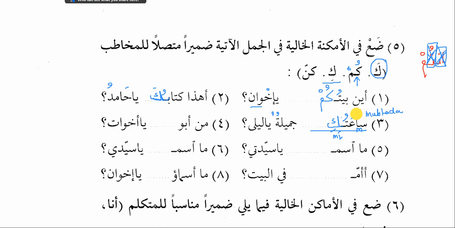So this is our mubtada. What is our next? Just after mubtada is our khabar. So this is mubtada and khabar. Ya Layla. Okay. Man abu dash ya akhawat. I am talking to the feminine plural. So what am I going to use here? Abukunna.